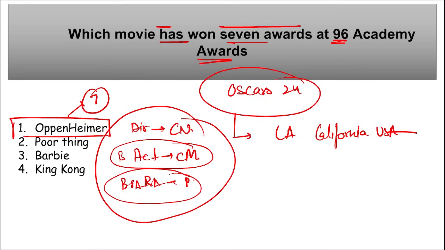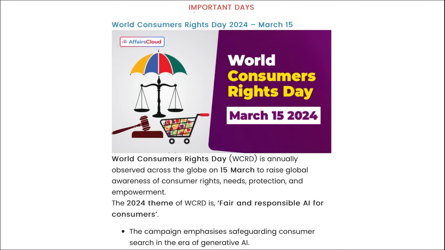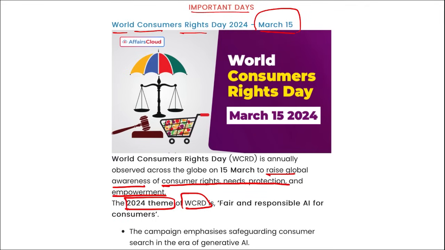Right? Next. Next is important days. World Consumers Right Day observed on 15th of March, and it is to raise global awareness of consumer rights, needs, protections and empowerment. This 2024 theme of the World Consumer Right Day is Fair and Responsible AI for Consumers.